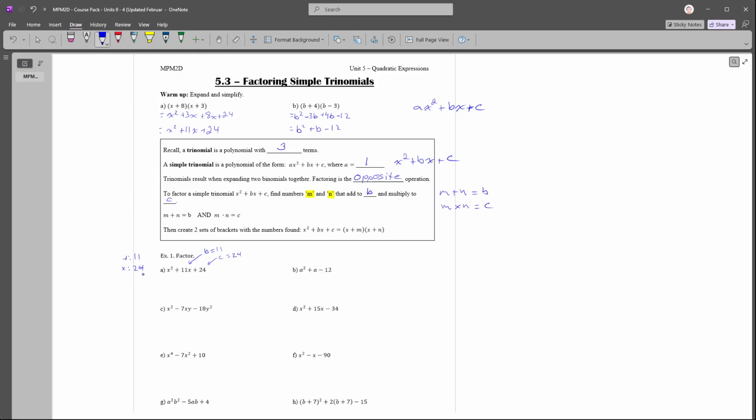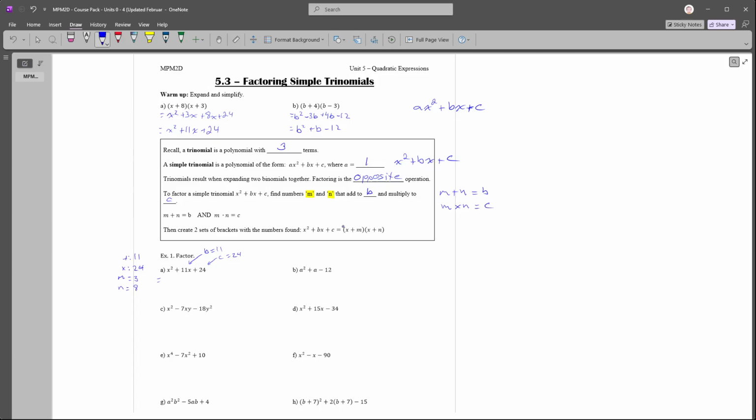Well, there's 1 and 24. That doesn't add to 11. There's 2 and 12. That doesn't add to 11. There's 3 and 8. Ooh, 3 plus 8. Yes, that adds to 11. So if we think about it, we could say M, I'm going to make you 3, and N, I'm going to make you 8.